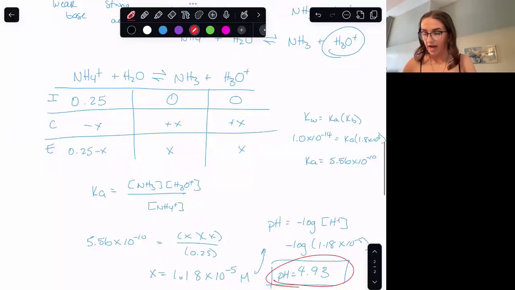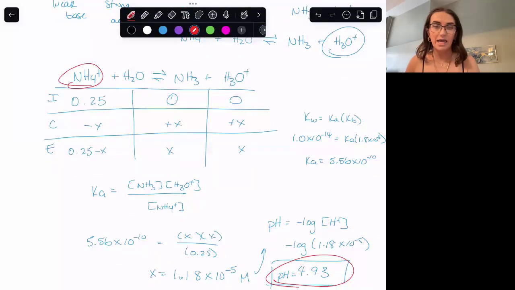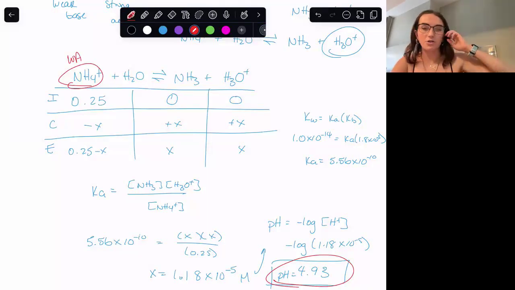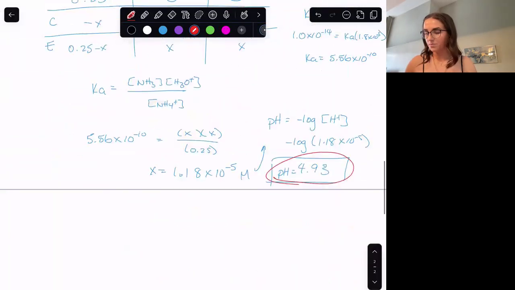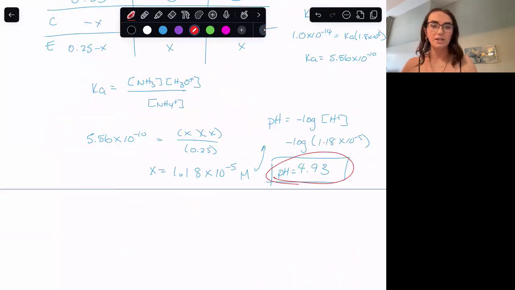We also know that NH4 plus is a weak acid. So it shouldn't be on our very strong side of the pH scale, like in the zeros, ones, twos, or even the negatives. It should be closer to that neutral range because it's not as strong as some of our other acids that we work with. So 4.93 is pretty reasonable. So you should say that this all makes sense.